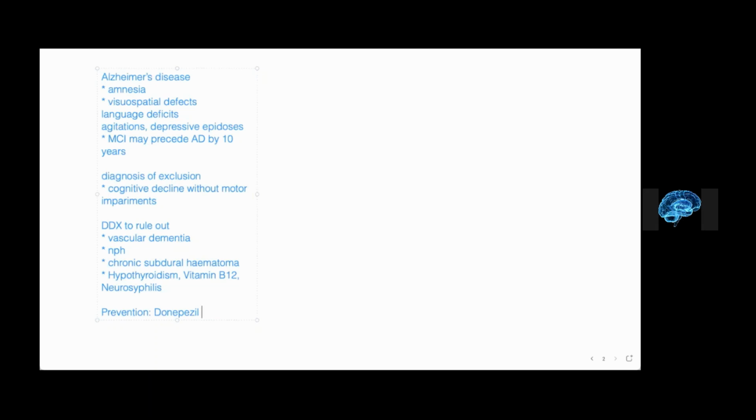Does anyone know what other diseases cholinesterase inhibitors are used in? I was thinking pyridostigmine for things like myasthenia gravis. Yeah, very good. Thinking about your neuromuscular junction pathologies. Anything else?